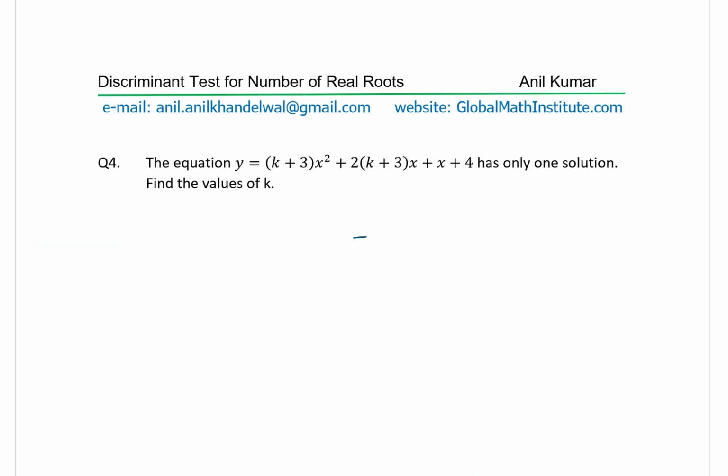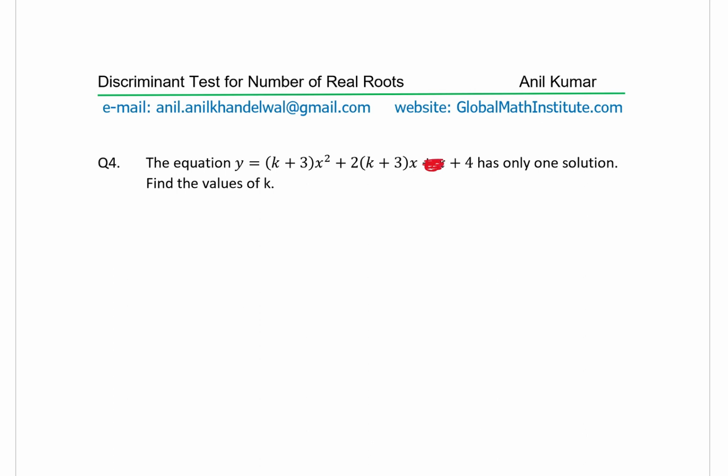Now here is the last question, question number 4. The equation y equals to k plus 3 x square plus 2 times k plus 3 x plus 4 has only one solution. Find the value of k, right? So that is the question for you. Sorry for the typing error. This term is not there.